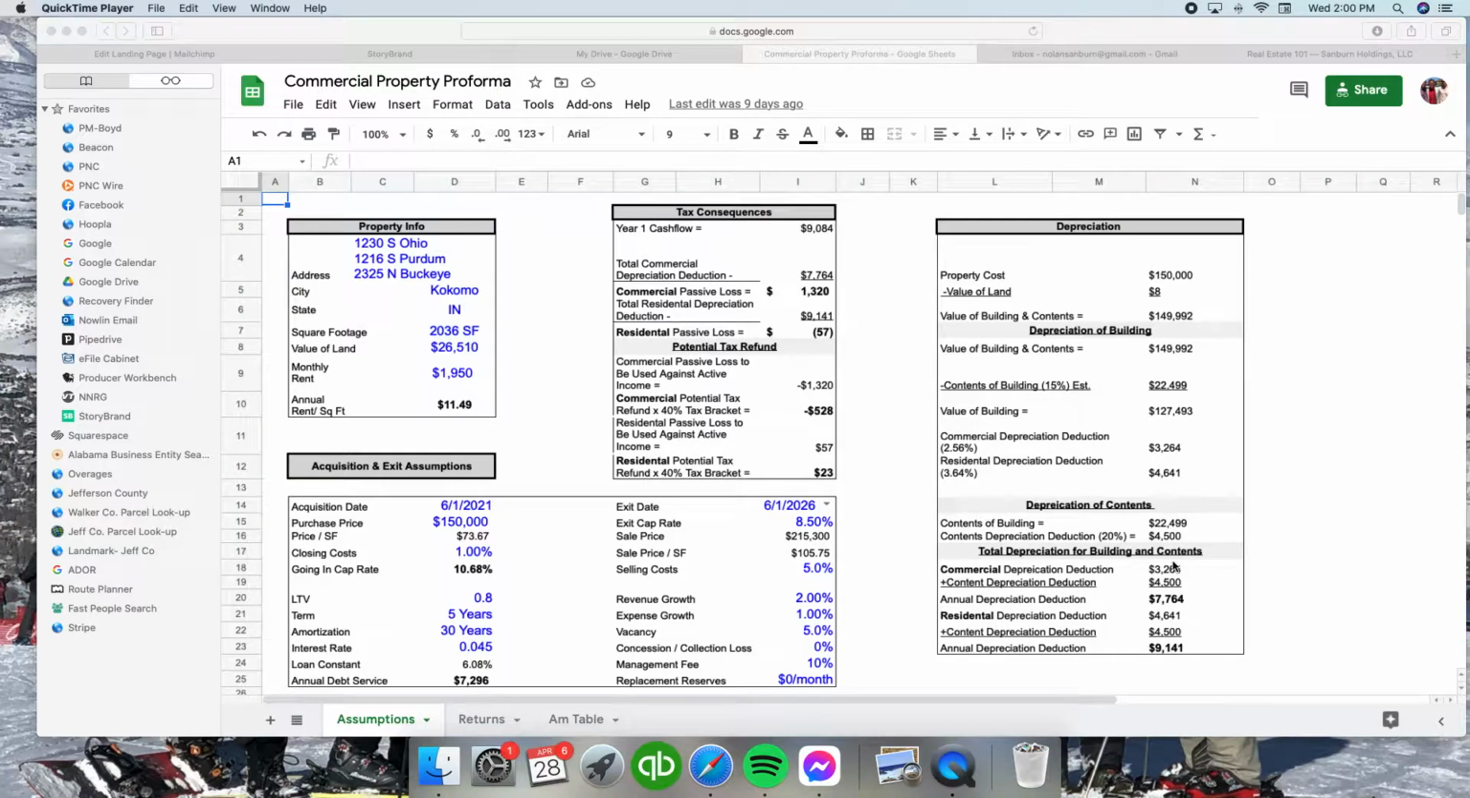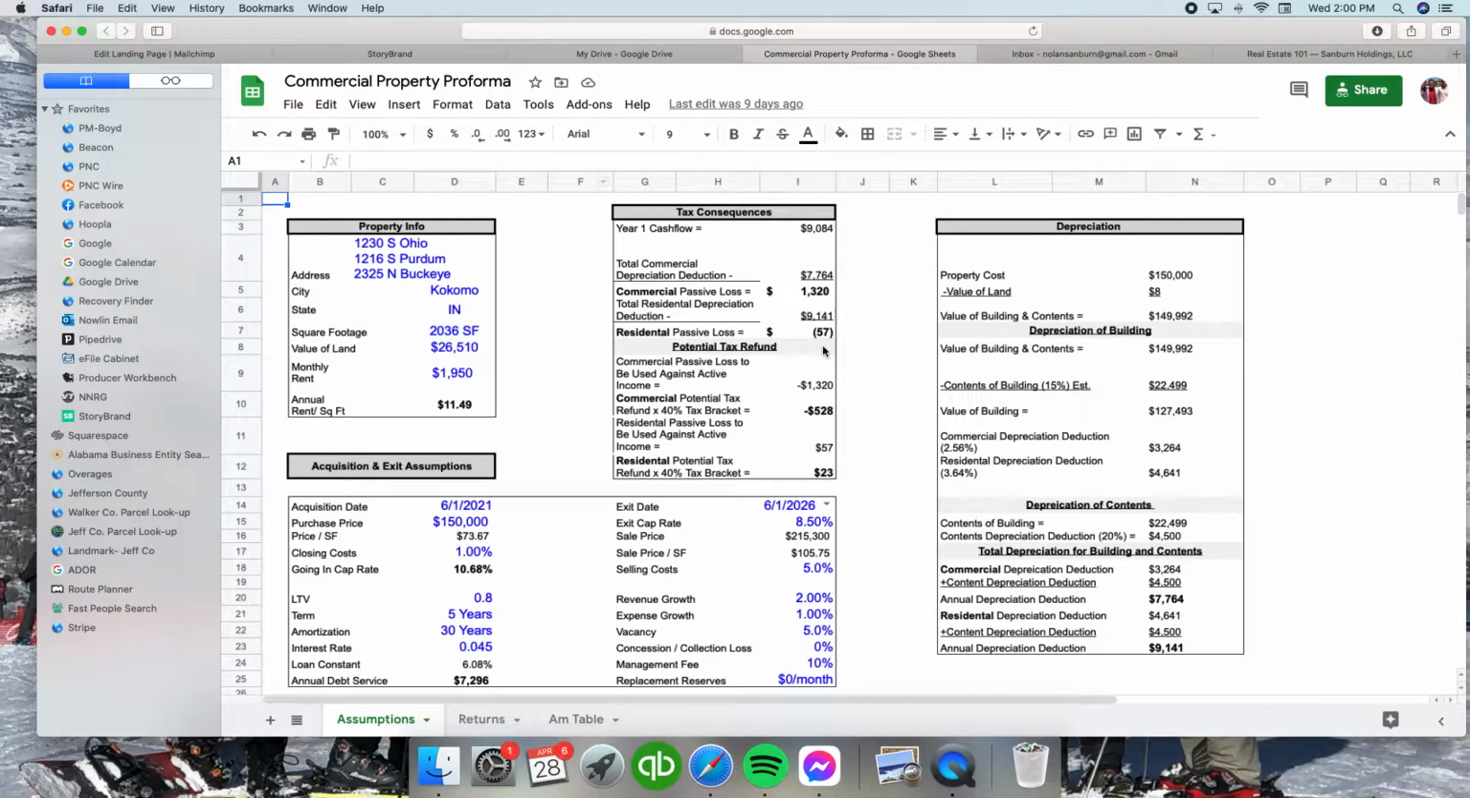Real estate 101 here. Don't be overwhelmed when you look at this spreadsheet, okay? Because there's a lot of numbers, a lot of formulas, and a lot of variables that go into what makes a real estate transaction work. So I'm just going to walk through this as how I would analyze a deal going into any transaction.